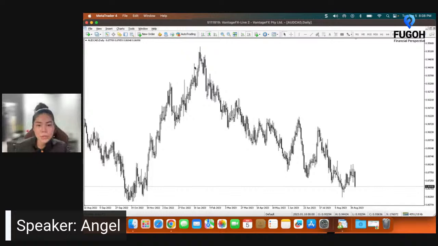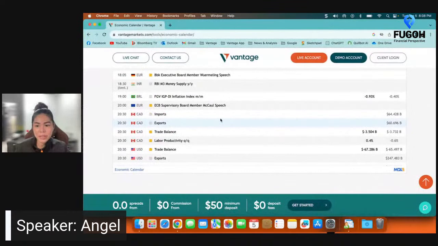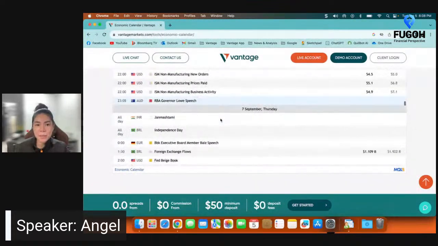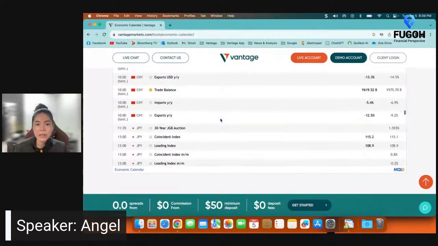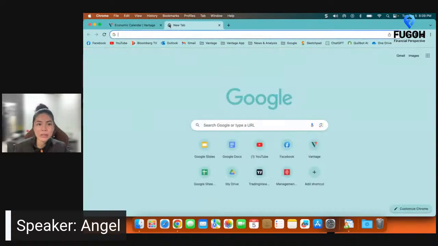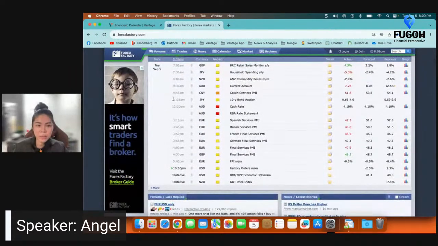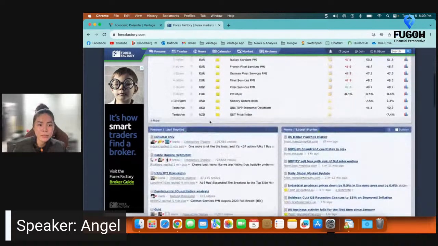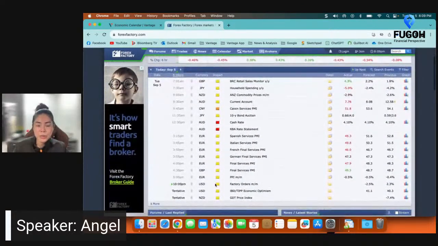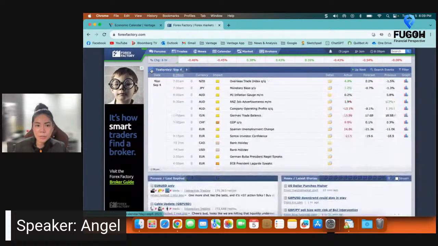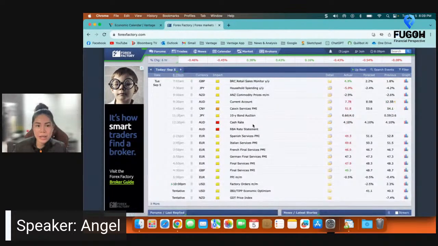So this is AUD CAD. The first thing we have to do, that's why I have it open here, is check what's happening in the market right now. Let's try to go to forexfactory.com. Okay, here we go. So today there's not much news except for the official cash rate from Australia, which is the same as forecast.